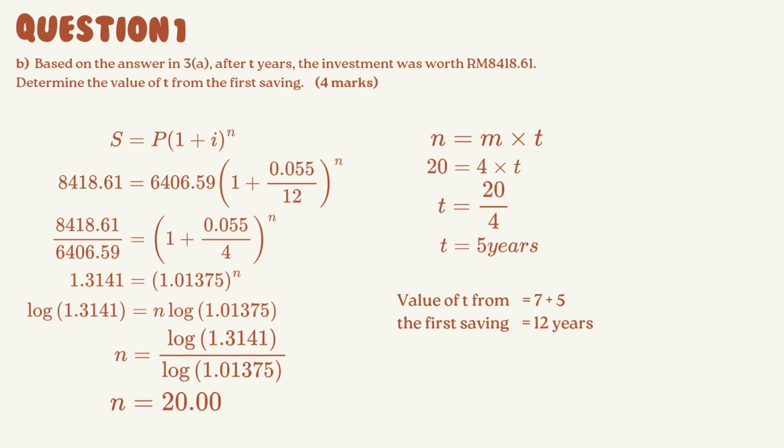Question 1, 3b. RM8418.61 is the future value, which is S. So, we need to find the T from the first saving. After substituting the information in the formula, we will get T equal to 5 years. And the value of T from the first saving is 7 years from the investment plus 5 years. The final answer will be 12 years.